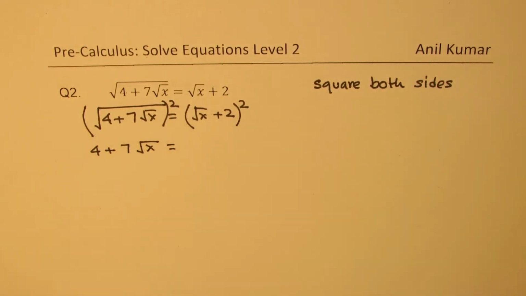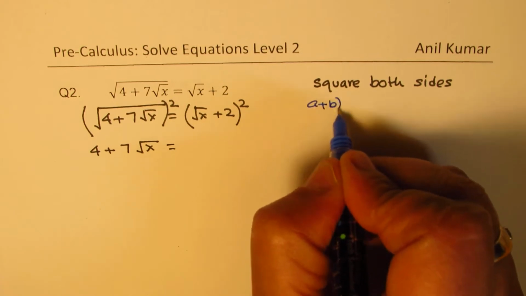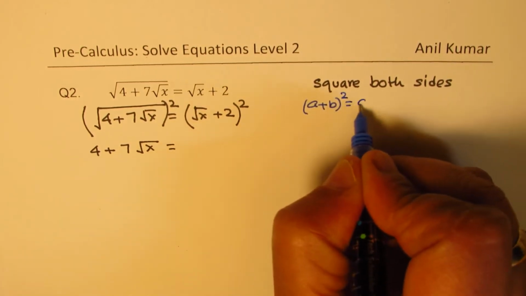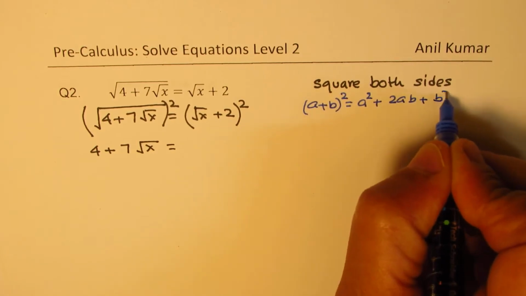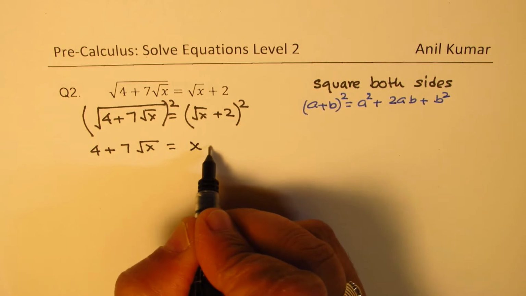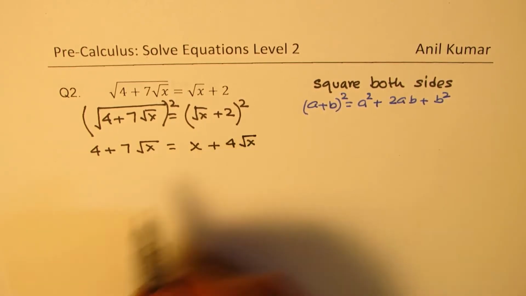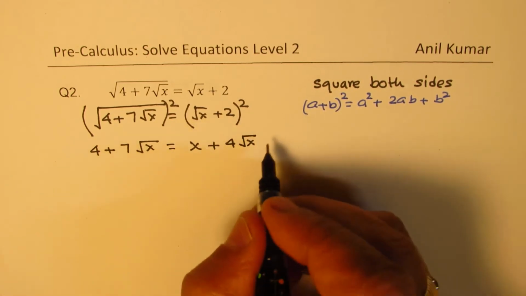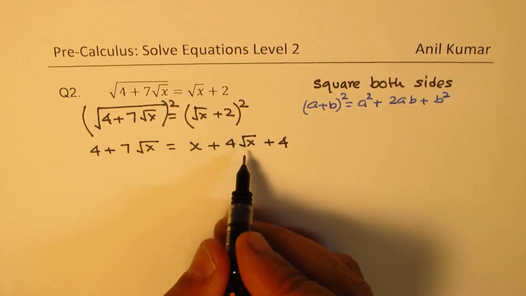Remember the formula? A plus b whole square. So a plus b whole square is basically a square plus 2ab plus b square. So what we get here is a square, which is x, plus 2ab, that means 4 square root x, plus b square, which is 4. Now let's bring the terms together.